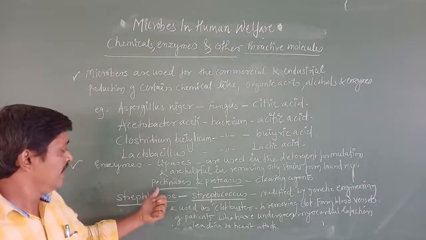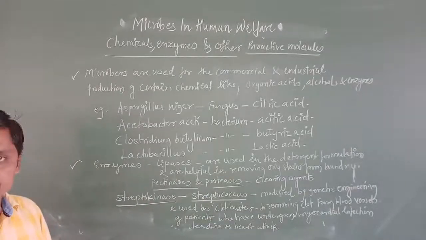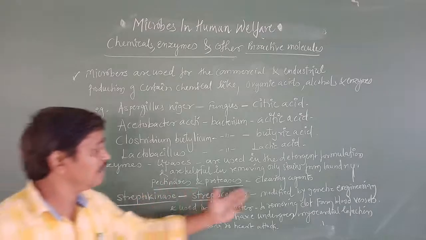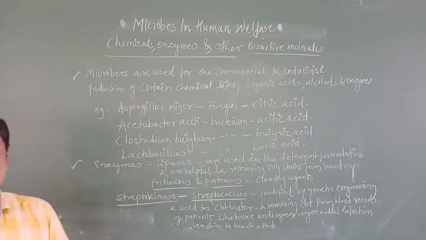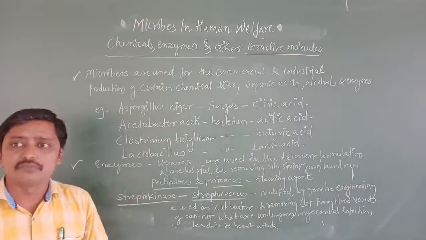Next, I have written here pectinase and protease. These are also two important enzymes which are produced by the microbes, and these are used as a clearing agent. Clearing agent in the sense, sometimes you see bottled fruit juices.